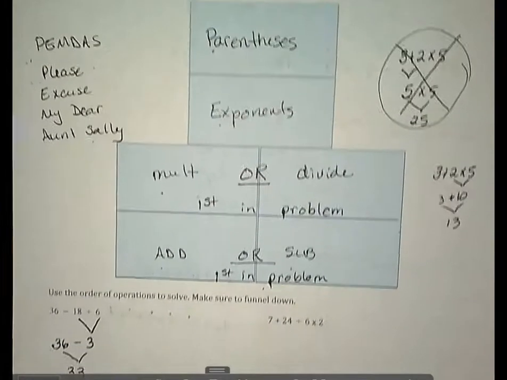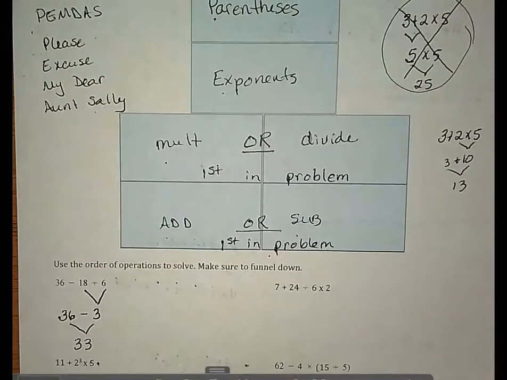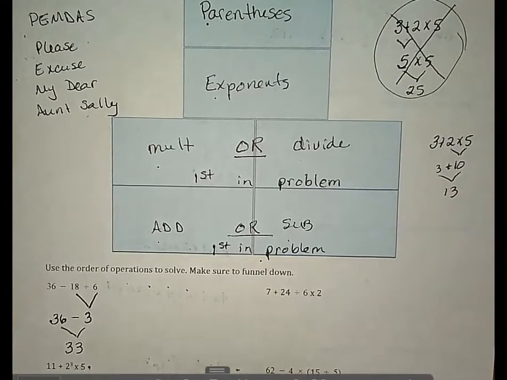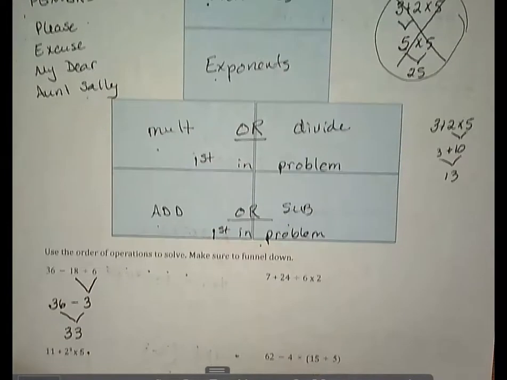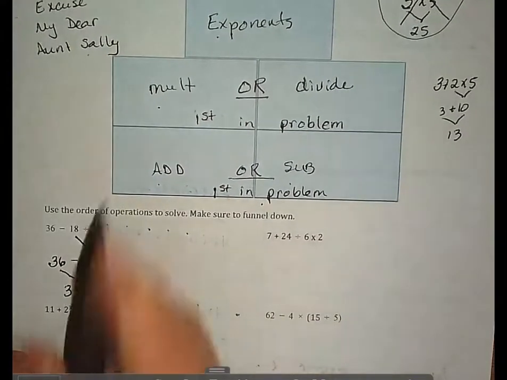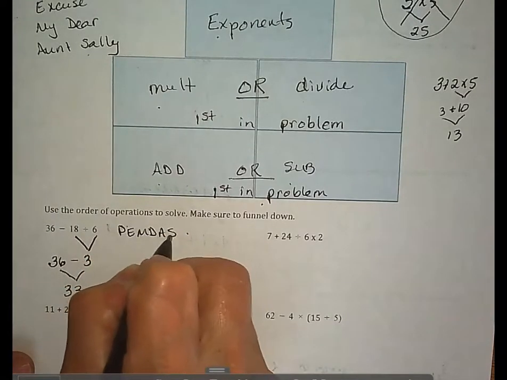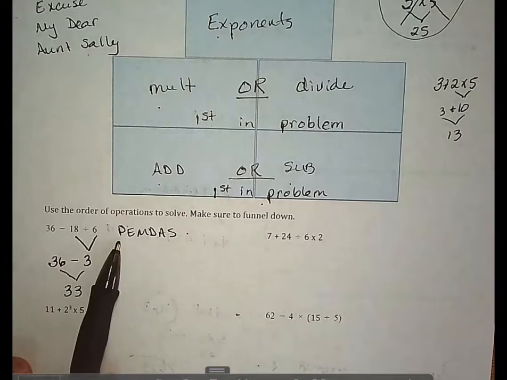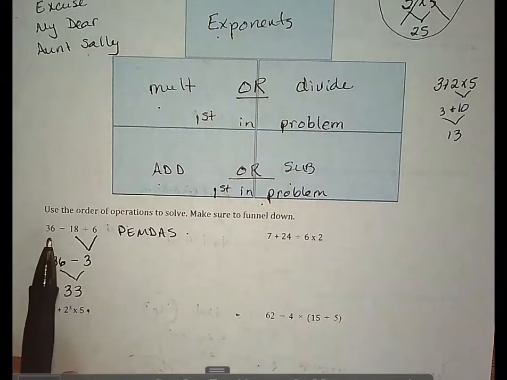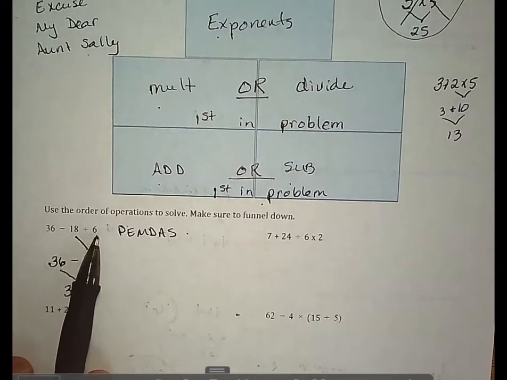All right, so let's apply this. Let's apply our PEMDAS, or our "Please excuse my dear Aunt Sally." I've got the problem 36 minus 18 divided by 6, and I'm going to write PEMDAS next to that. We'll break this problem down step by step. First I look for any P, parentheses. This problem doesn't have any parentheses, so I don't have to worry about that.